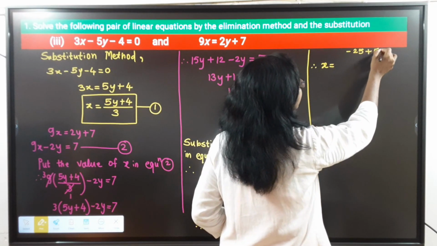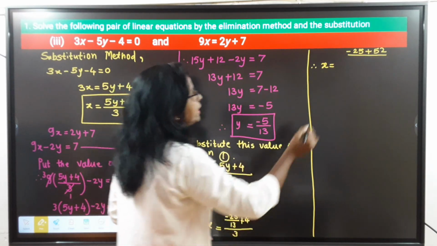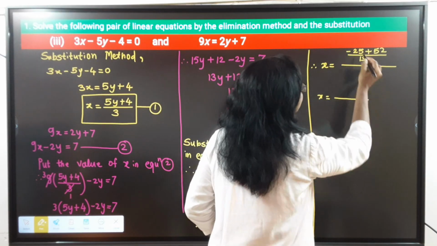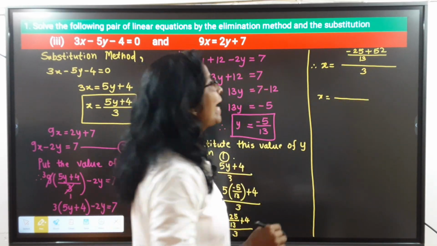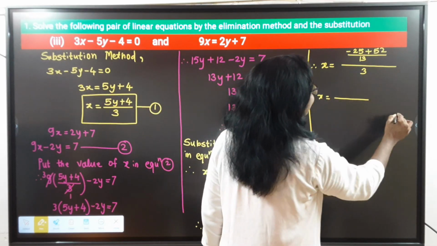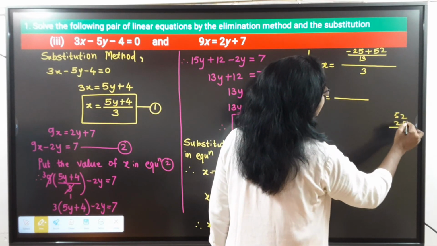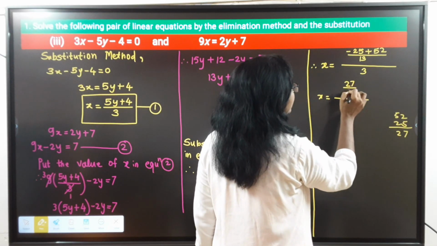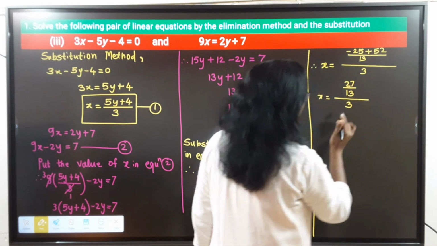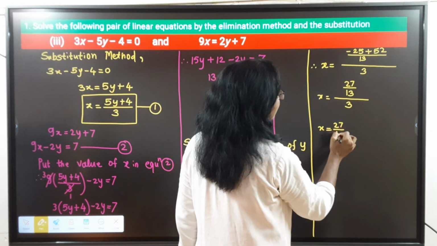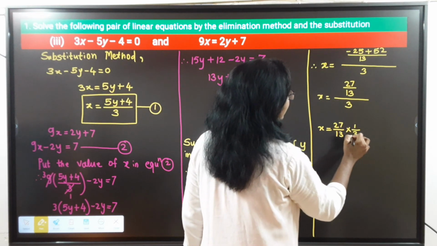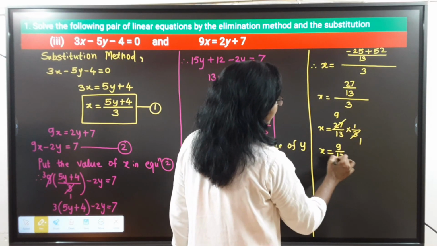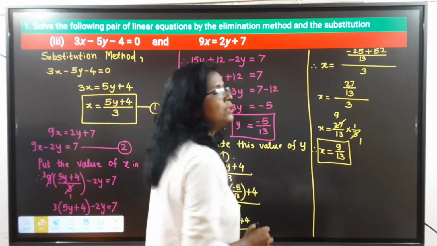Then the next step is that x is equal to (minus 25 plus 13 fours are 52) upon 13, divided by 3. X is equal to minus 25 plus 52, that means 52 minus 25, so 27. So 27 upon 13 upon 3. That means x is equal to 27 upon 13 multiply 1 upon 3. So 3 ones are 3, 3 nines are 27. So 9 upon 13. Therefore x is equal to 9 upon 13.